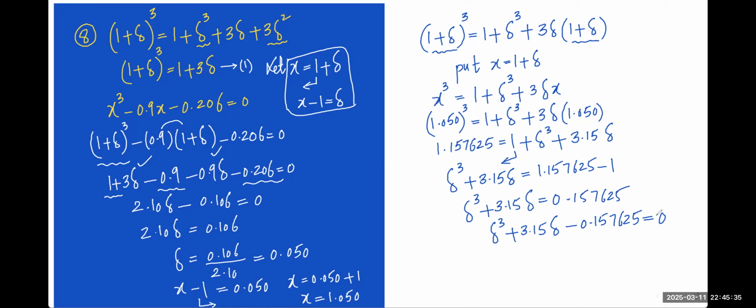Ax cube plus bx square plus cx plus d format, that is the fourth option. So you can enter the values: 1 is the coefficient of cubic, then 3.15, definitely you will get complex values only, is equal to minus 0.157625. And your first value of delta is minus 0.050410. Are you getting this one? No, I didn't. My calculator is not working.